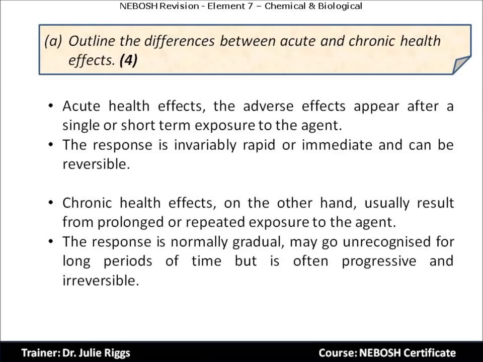So for question A, outline the differences between acute and chronic health effects. And you can see that I've got 4 quite distinct answers there. First, acute health effects, the adverse effect appears after a single or short-term exposure to the agent. The response is invariably rapid or immediate and can be reversible. Chronic health effects, on the other hand, usually result from prolonged or repeated exposure to the agent. The response is normally gradual, may go unrecognised for long periods of time, but is often progressive and irreversible.